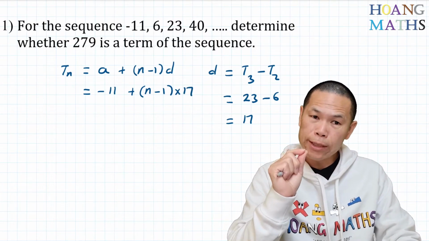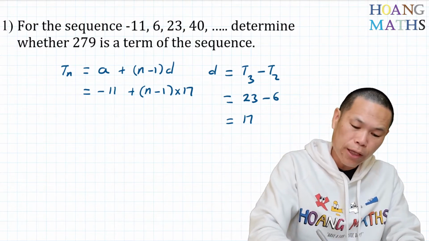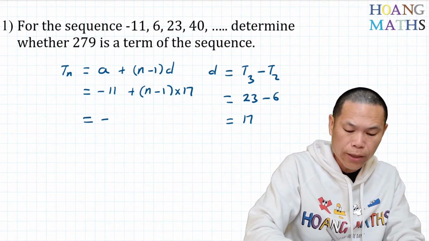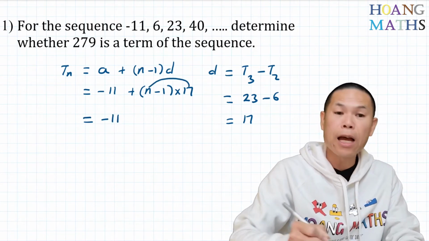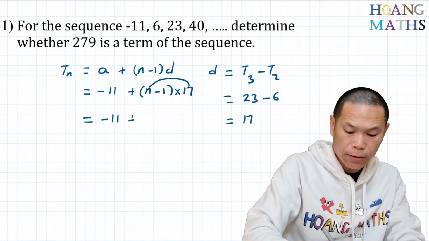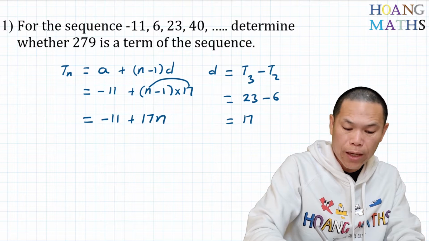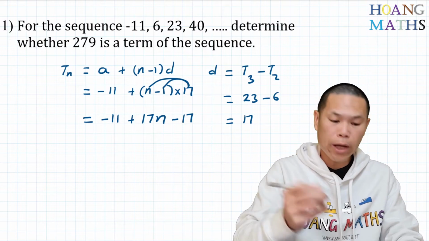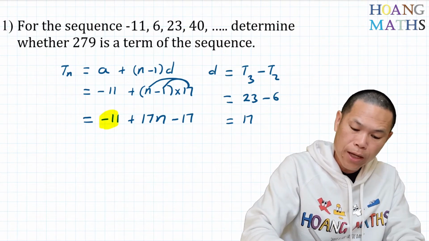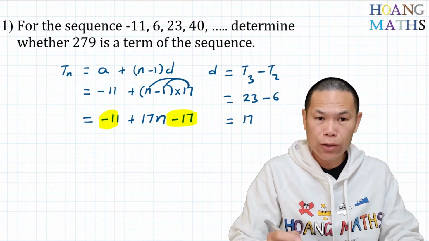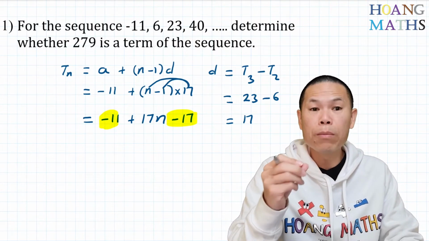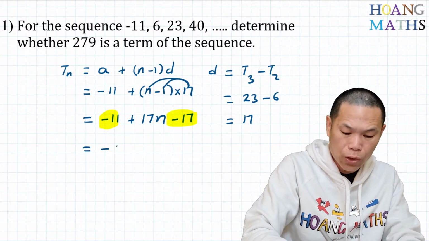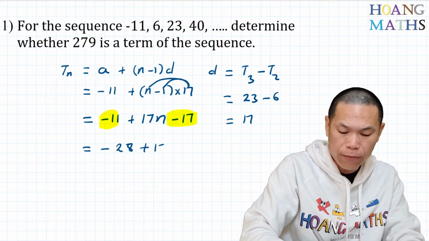Now what I do is remove the brackets. So I go 17 times n and 17 times negative 1. The negative 11, I just write down first. And 17 times n is 17n, so plus 17n. And 17 times negative 1 will give me negative 17. So now I have negative 11 and minus 17. Negative 11 minus 17 will give me 28, but it's negative. So therefore, negative 28 plus 17n.